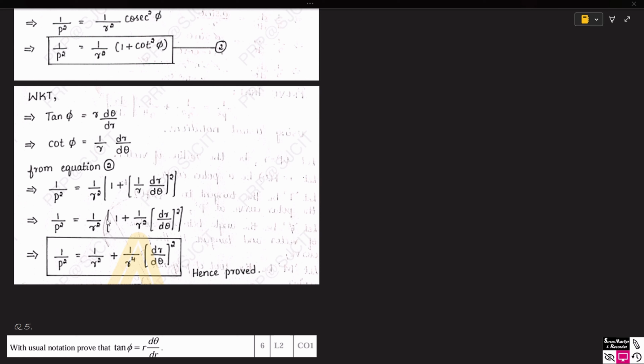So the required equation is, now multiply with the exterior 1 by r square. We get 1 by r square plus 1 by r to the power 4 into dr by d theta whole square, the given equation. That's it. Hence both the problems are very important.